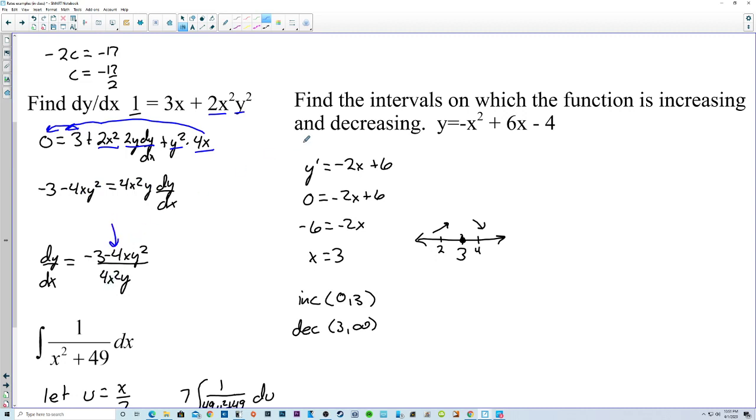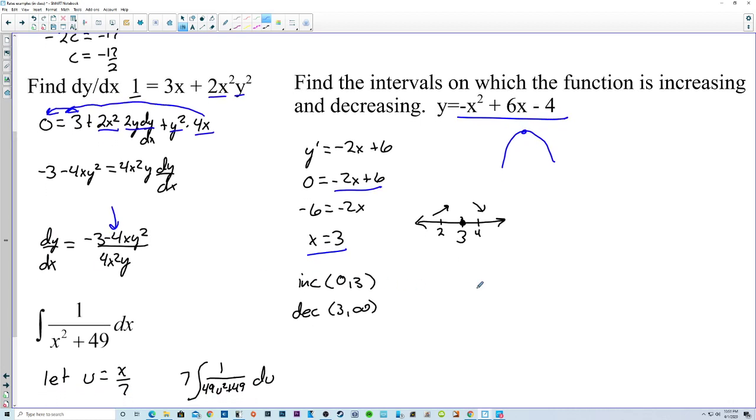Find the values on which the function is increasing and decreasing. Derivative set equals 0. x equals 3 is a critical value. And then we plug in 2 into the derivative. Negative 4 plus 6 is positive. Plug in 4, negative 8 plus 6 is negative. Well, this is an upside down parabola, so it's going to increase and then decrease, of course. So increases from 0 to 3 and decreases from 3 to infinity. 0 to 3? Nah, we want negative infinity to 3. My apologies.